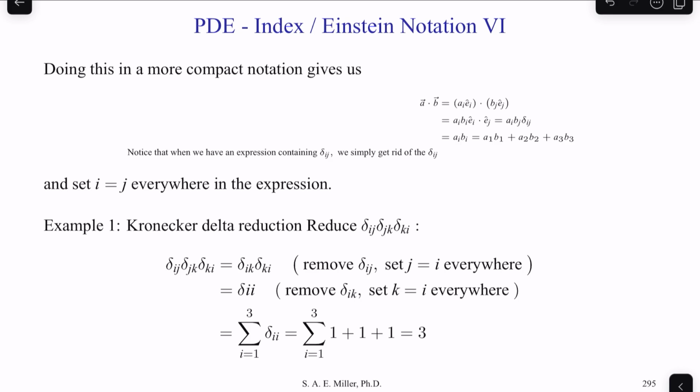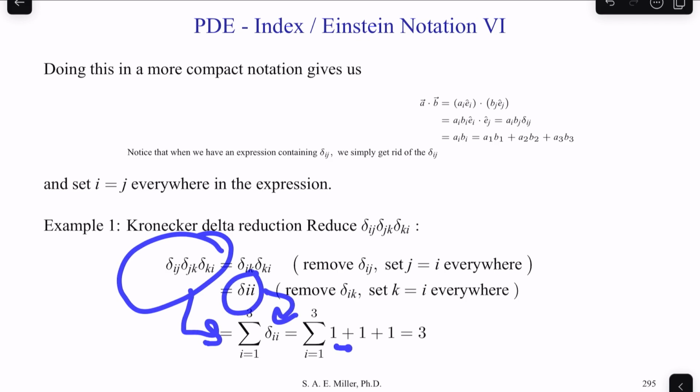So we'll say that delta ij, delta jk, delta ki goes as delta ik, delta ki. And that's because we can remove delta ij because we're setting i equals j everywhere. Then this would reduce because we have 2 repeated indices as delta ii. That's removing delta ik because we can set k everywhere. So this type of thing, delta ij, jk, ki, goes as the sum of i equal 1 to 3, and that'll just give us 1 plus 1 plus 1 equals 3.